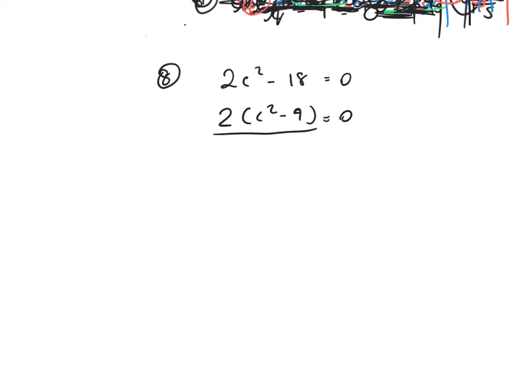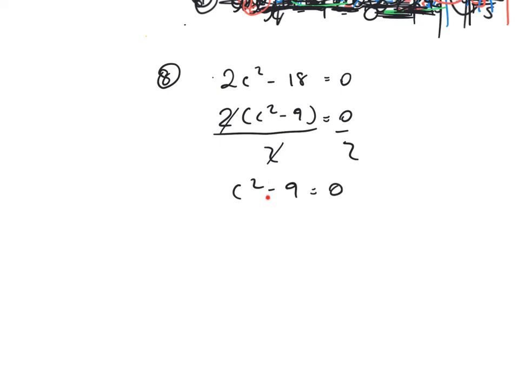Okay, let's try an example 8. Example 8, and I've got 2c squared minus 18 equals 0. Okay, first move, I can take out a common factor of 2, so that will be 2 bracket c squared minus 9 equals 0. I can then get rid of that 2 by dividing both sides of the equation by 2. So that leaves me now with just c squared minus 9 is equal to 0 divided by 2 is just 0.